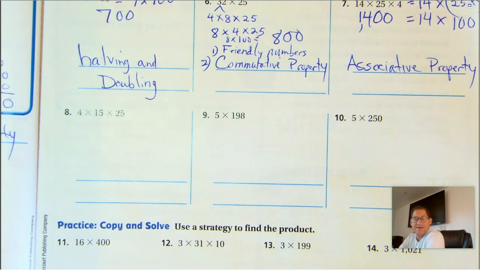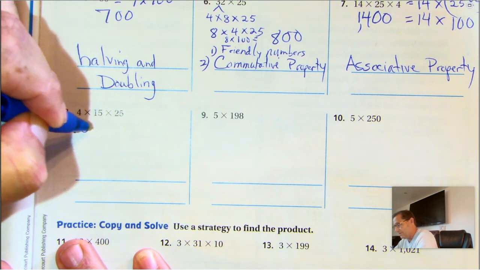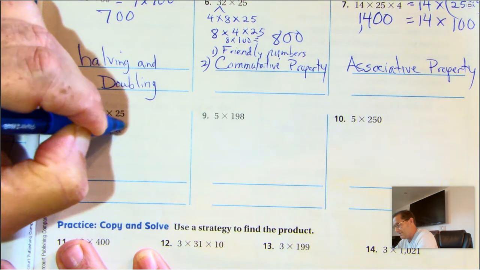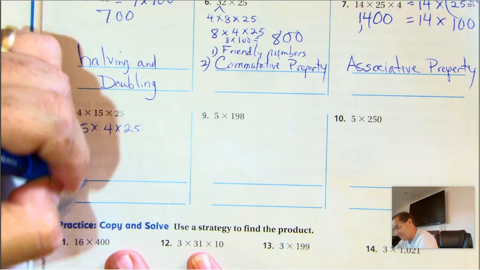So you're looking at that. I see 4 times 15 times 25. Oh my goodness, I see the 4 and the 5. I want to switch orders. I want to put the 4 next to the 25. Okay, so that's commutative property.